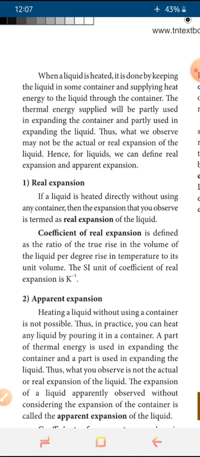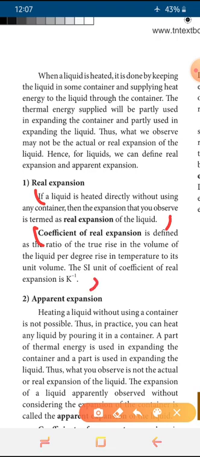So you understood what is real expansion. We are heating the liquid without a container, without any help of a container. This is called real expansion. You can mark this for a 2 mark question from here to here. Then for coefficient of real expansion up to here, these are 2 mark questions.